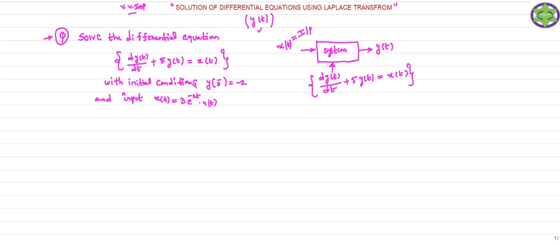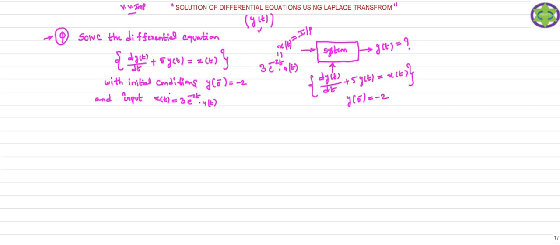Here x of t is given as 3 into e power minus 2t into u of t, and we have to find y of t, the response of the system. All initial conditions are given: y of 0 minus is the initial condition of your system, given as minus 2. With this given data, I want to find the response of the system.